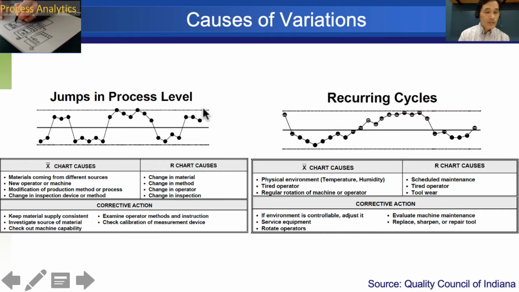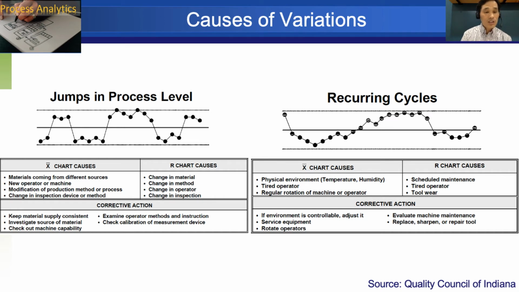In this case, if this is an X bar chart, it may mean materials coming from different sources, right? So different quality of materials are coming in. As a result, when things or supplies are changing, the process may become unstable and jumps take place. Other causes might be a new operator or machine, new shifts, or new machines being used. Modification of production method or process may happen. It would not happen very often, but it can happen.